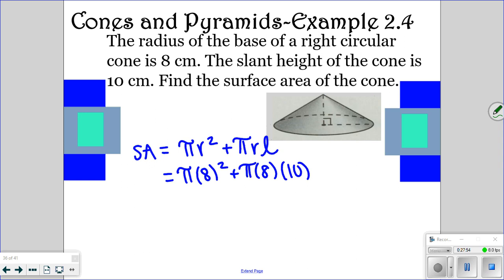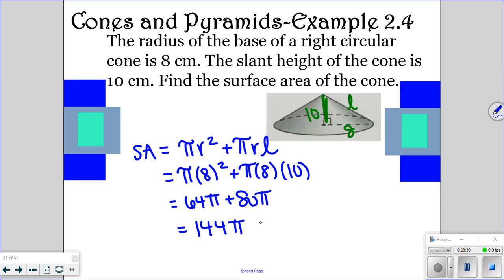Now if they gave you not the slant height, if you had to find your slant height and they said the radius was 8 and your height here was 10, not the slant height, then you would use the Pythagorean theorem to find the slant height. So make sure you pay attention to whether they give you the slant height or the height of the cone, because sometimes they'll purposely try and trick you up. Okay, so now we're just going to simplify. So this is 64 pi plus 80 pi. So 64 plus 80 is 144 pi, and our units are centimeters, so centimeters squared.